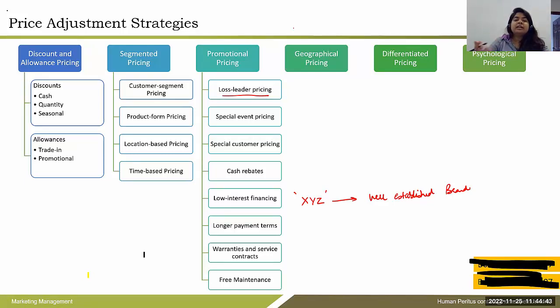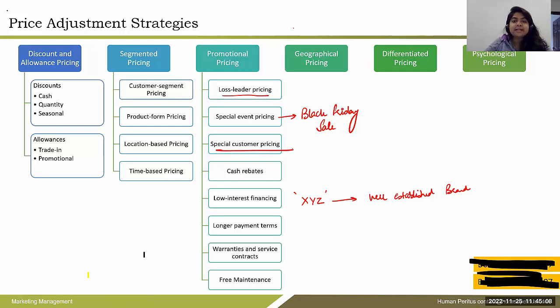Everything else is, let's say, 5%, 10%, anything. So to entice the customers to come inside the shop, in loss leader pricing they reduce the price of a well-established brand in the hope that they will compensate from other brands. Okay. Special event pricing. Right now, there is a Black Friday sale going on everywhere.